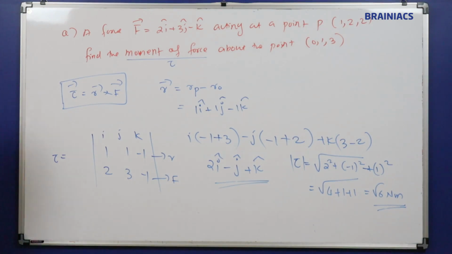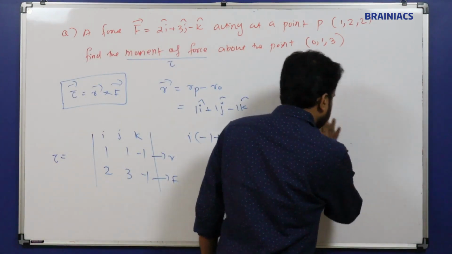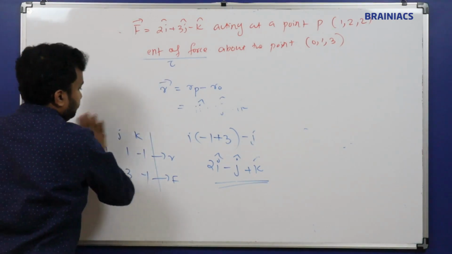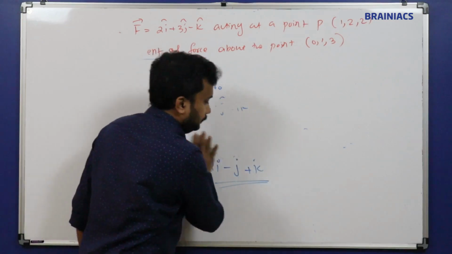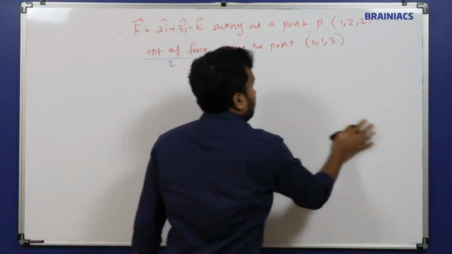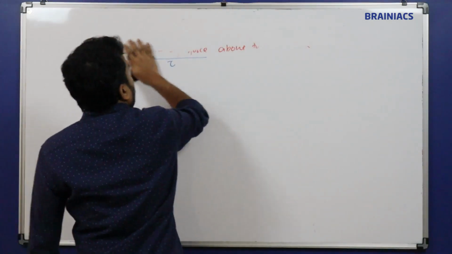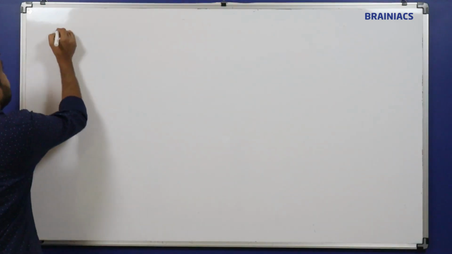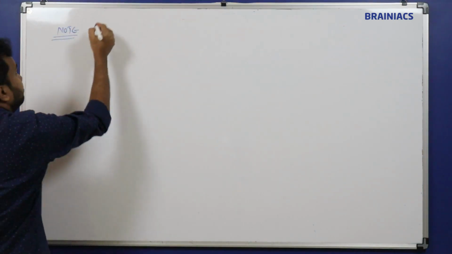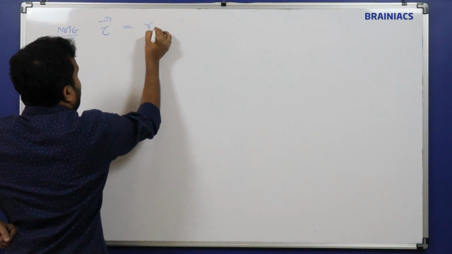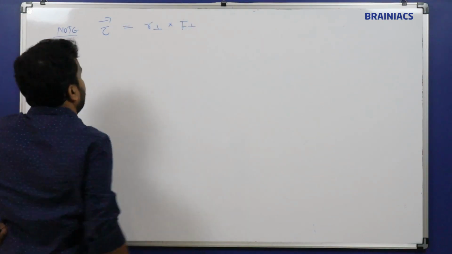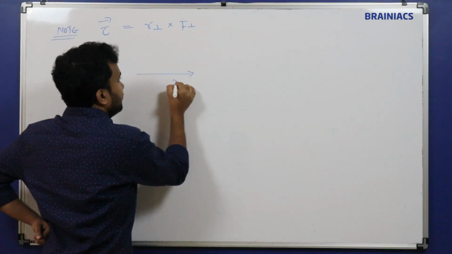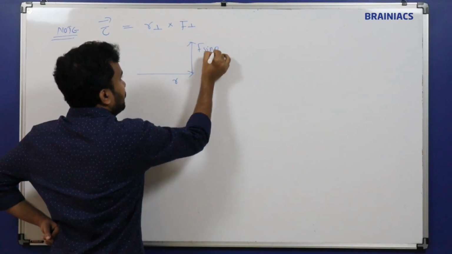And next one, additionally we have to write one key point. Note, just a note, important. We know torque is equal to r perpendicular multiplied with F perpendicular. What we have seen in our first example is r in this direction and F sine theta in this direction. r and F sine theta are perpendicular.